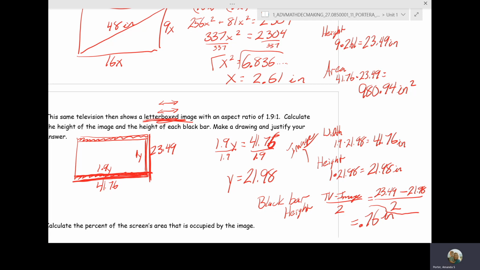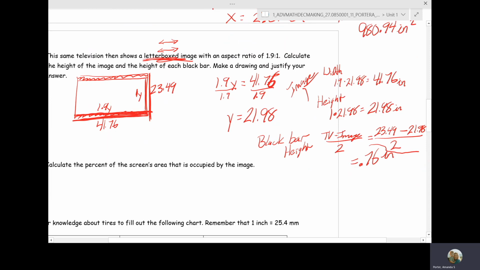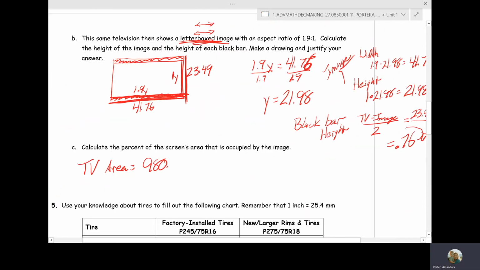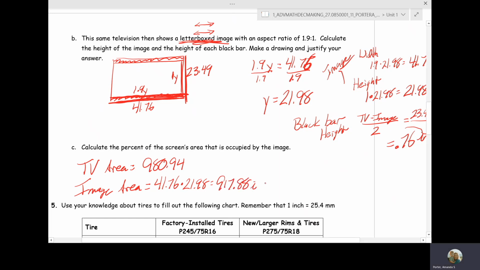Now, where it says to calculate the percent of the screen's area that is occupied by the image. Now, we already found the TV area. The TV area was 980.94. I need the image area. The image area would be the image width times height. So 41.76 times 21.98. We get 917.88 inches squared.